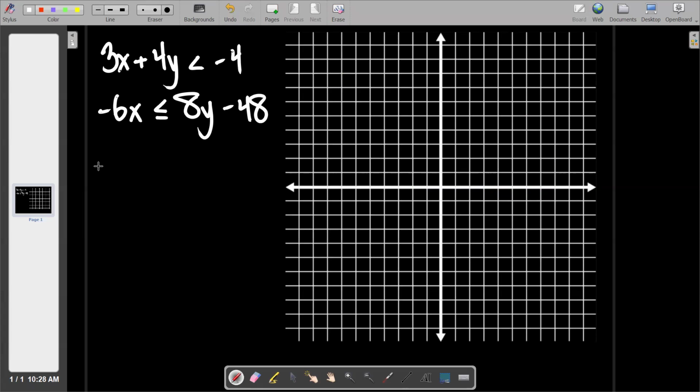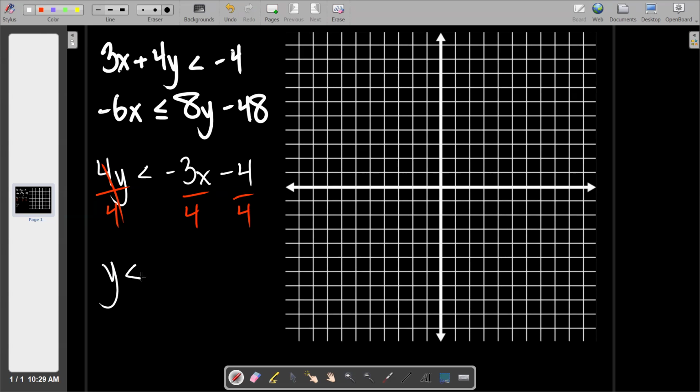I'd move my 3x, right? So I'd have 4y is less than -3x minus 4. And what would we do to finish the job? Absolutely. And this will be our ready to graph answer. Should I change my sign? I got some negatives over here. No, I'm not dividing by a negative, so I keep it as less than. What's my slope? Perfect. What's my y-intercept?